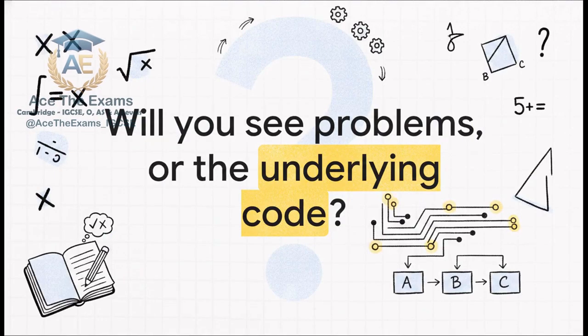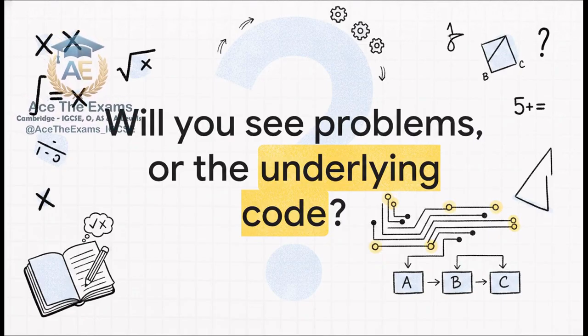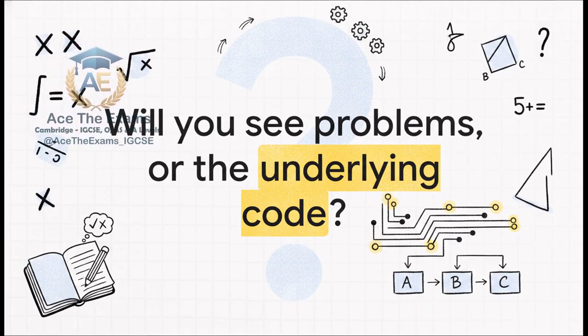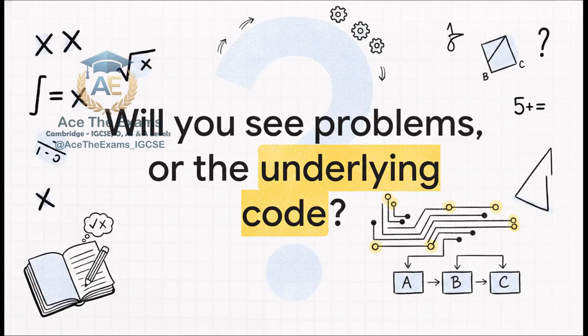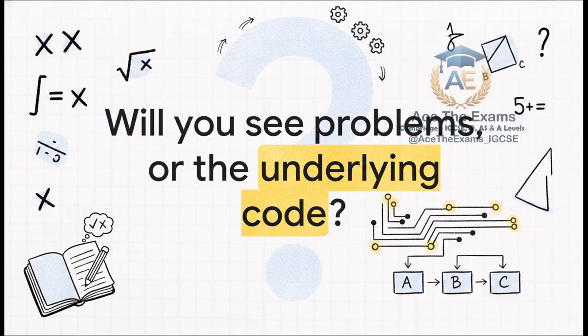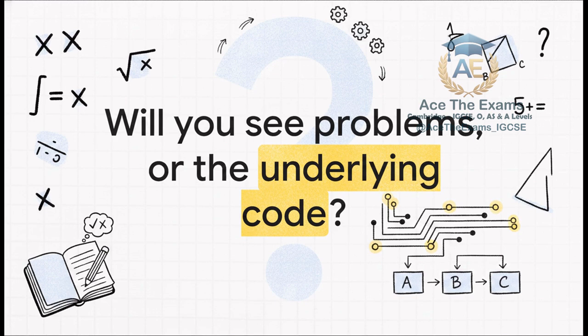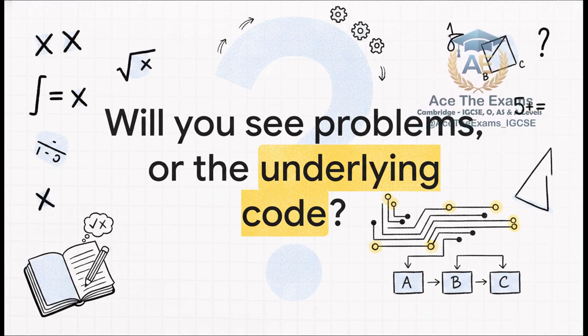So, as we wrap up this strategy session, I want to leave you with one final critical question. The next time you open a past paper, are you just going to see a random, chaotic assortment of intimidating math problems? Or will you finally see the underlying code? Will you see the hidden opportunities for method marks, the structural frameworks required for presentation, and the precise terminology the examiners are literally begging you to use?